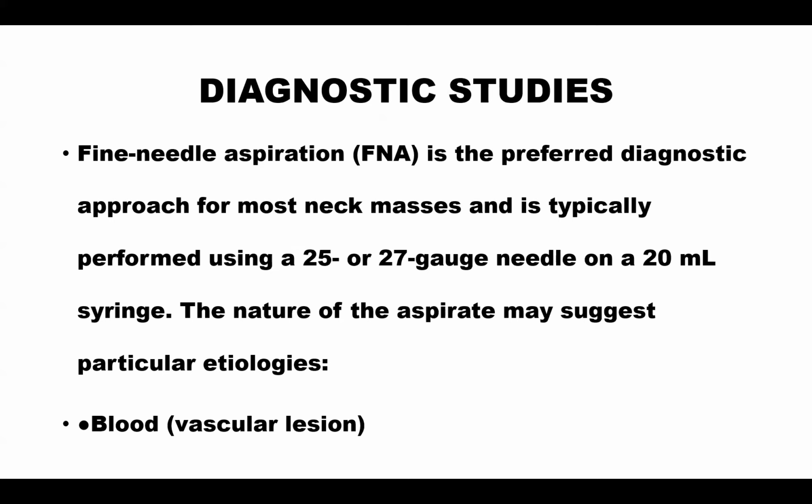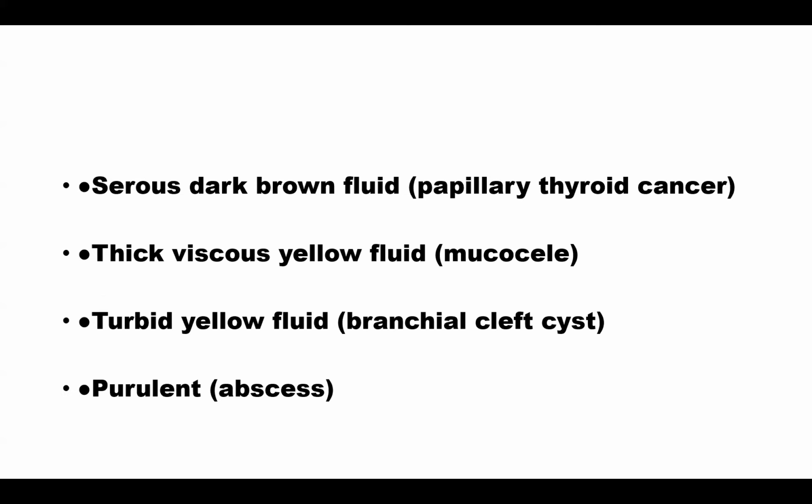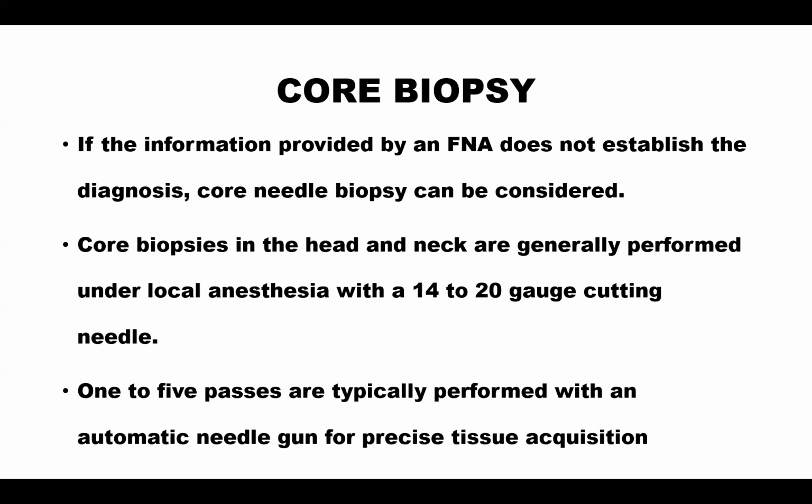Now, fine needle aspiration is the preferred diagnostic approach for most neck masses and typically performed with a 25 to 27 gauge needle on a 20 ml syringe. Now, the nature of the aspirate may suggest a particular etiology. If it is bloody, you're dealing with vascular lesions and all that. Serous, dark fluids, thick viscous fluids, and so on. Now, core biopsy, if the information provided by the FNAC does not establish the diagnosis, core biopsy can be considered, but not in all cases, okay? Most times, if we know it's benign, complete excision is preferable. But FNAC gives you an idea of what you're dealing with.